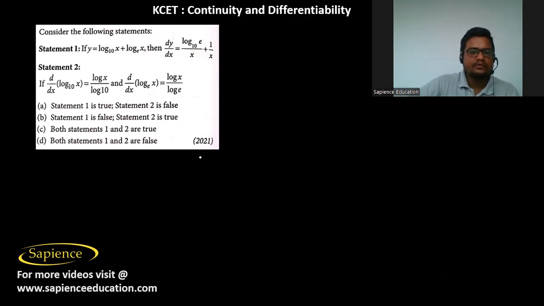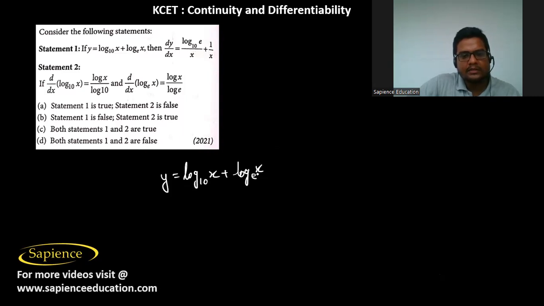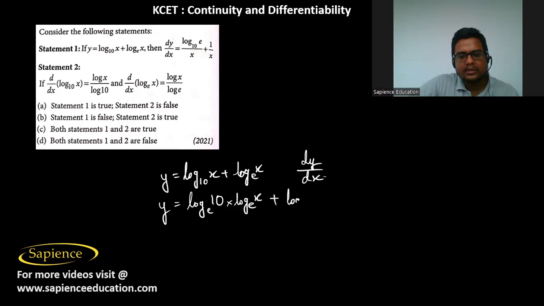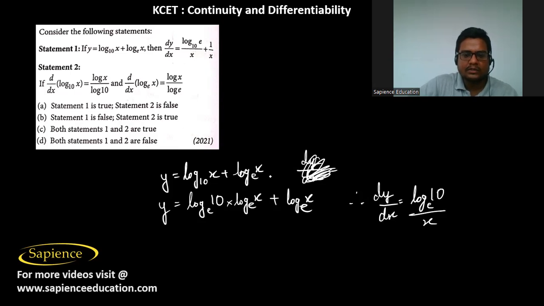Then here it is told that if y equals log base 10 x plus log x base e, then dy by dx is how much? So this log x base 10 can be written as log 10 base e into log x base e, plus I can write log x base e. So therefore dy by dx, that will be equal to log 10 base e divided by x, since d by dx of log x is 1 by x, and plus 1 by x. This will come. So statement 1 is true.